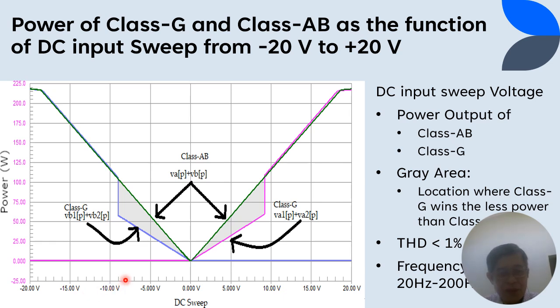We have two classes here. The first is class AB and the second is class G. The linear part here is class AB, and this linear part, but lower than class AB, is class G, and after the threshold of the reference voltage it becomes almost similar. Class G and class AB utilize 4 and 2 power supply sources respectively. Class G is designed to have positive and negative power supplies, each having 2 supplies, and class AB only requires 2 power supplies.